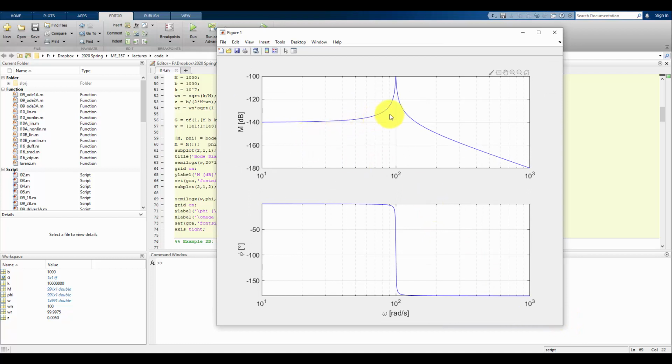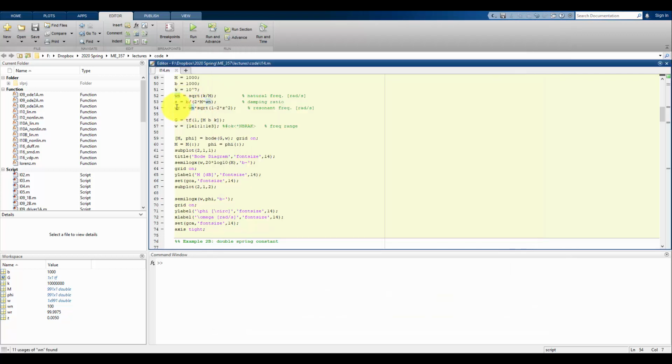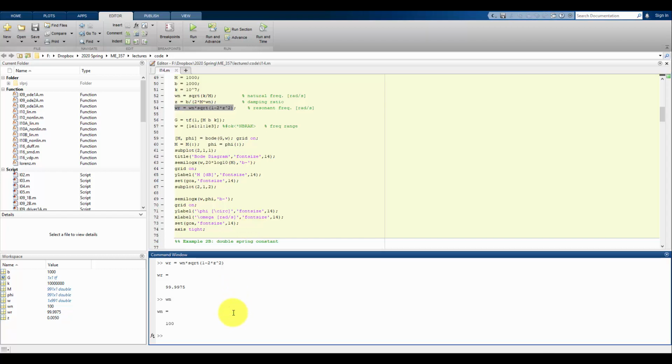So if we look at the magnitude, we clearly have this spike. It is a second order system. We have this spike and it's occurring at 100 radians per second, or very, very close to it. Now, if I go back a second, I am calculating this resonant frequency the way that we saw it before, but our zeta value is very, very small. So we see that the resonant frequency, we get 99.9975.